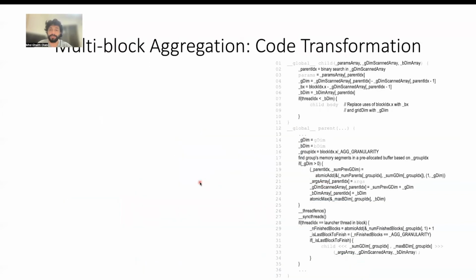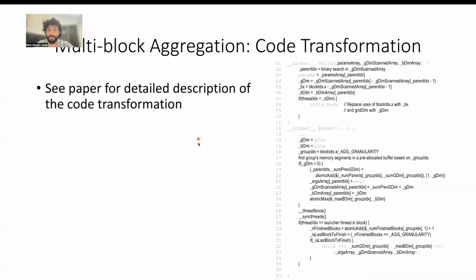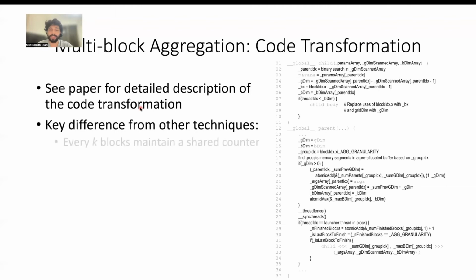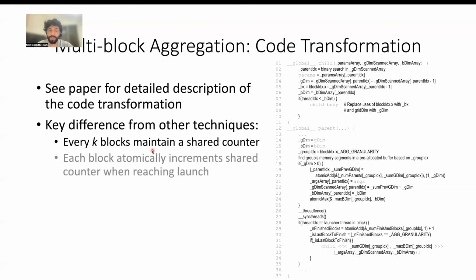How do we achieve this code transformation? For a detailed description of how this is achieved, please visit the detailed description in the paper for the transformation. However, the key difference from other techniques is that every K blocks maintain a shared counter. Each block atomically increases the shared counter when it reaches the launch.